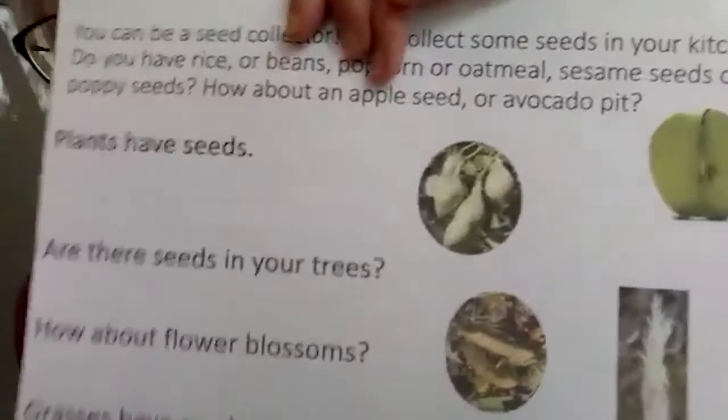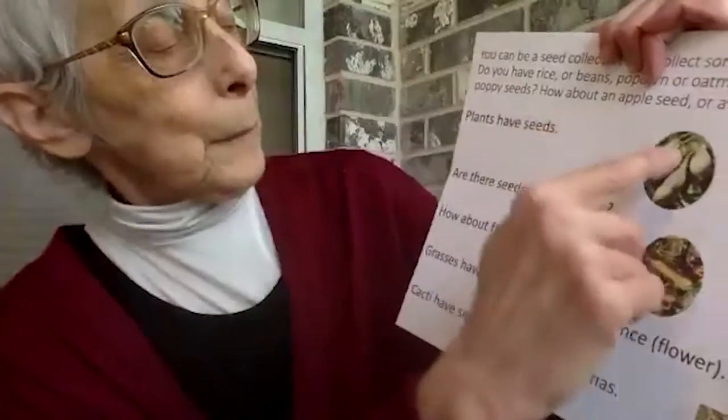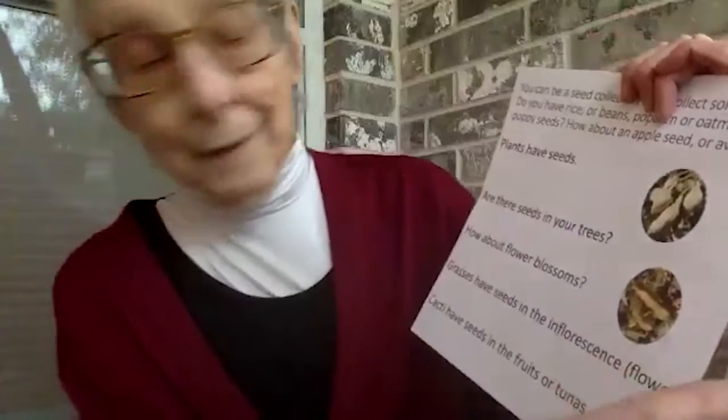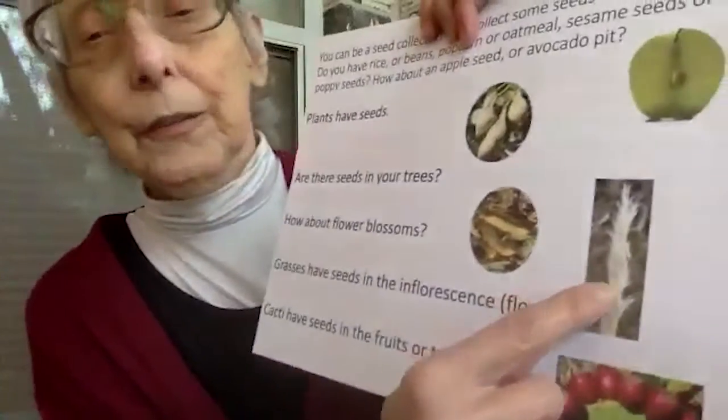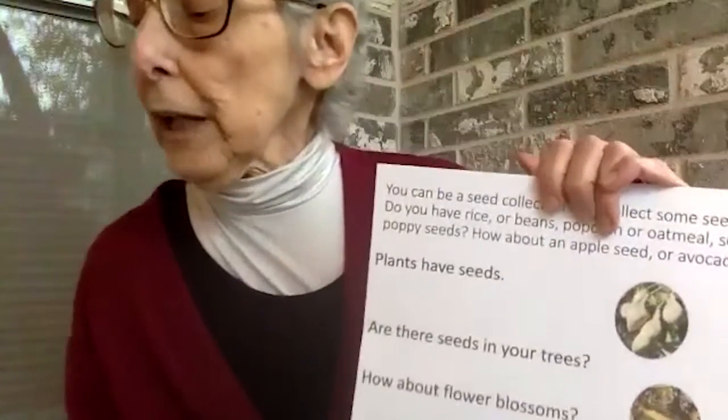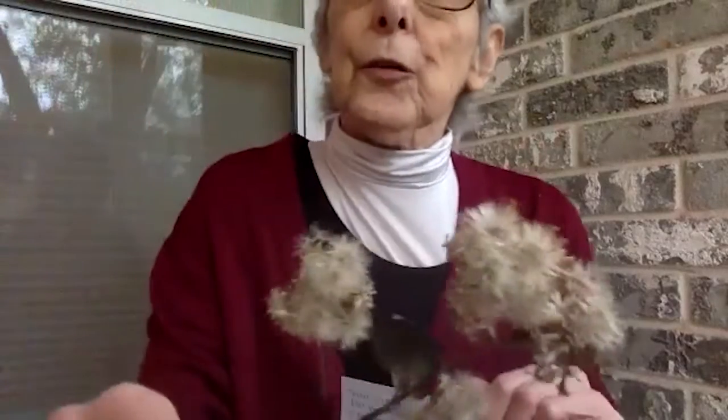So you can do a seed walk and you can find seeds in your trees. You can find grass seeds like I showed you. You can find seeds with flowers. They're going to be in the form that I showed you earlier, where they're getting ready to drop all their seeds. So it's really hard to see what the flowers are. But you can find seeds.